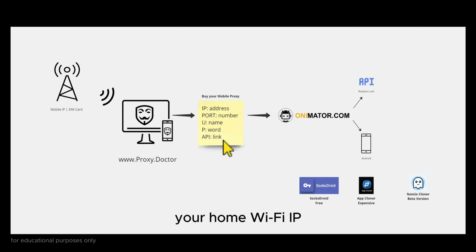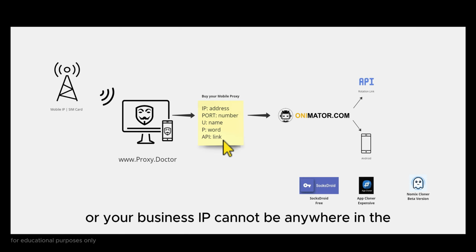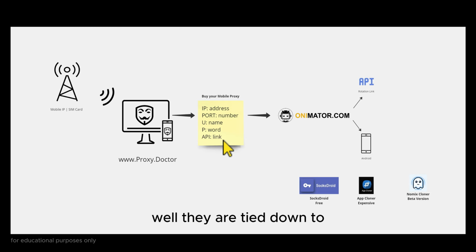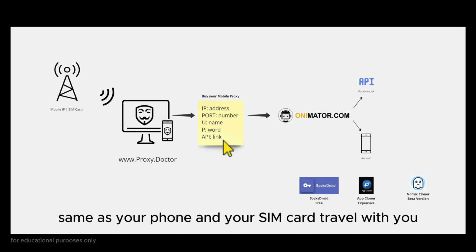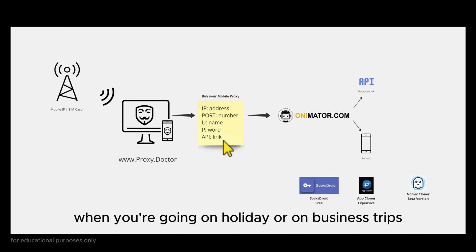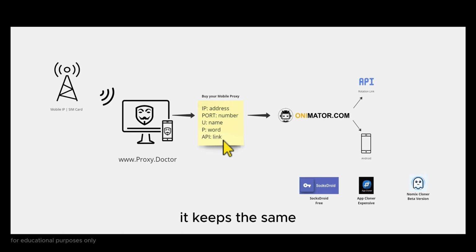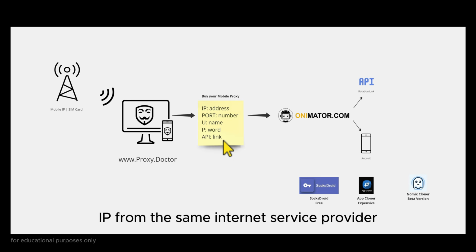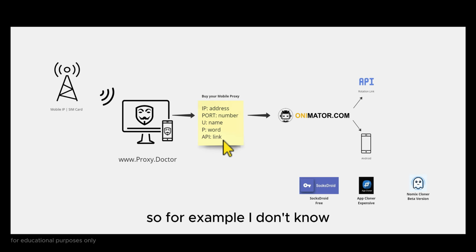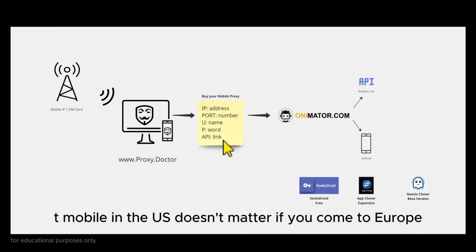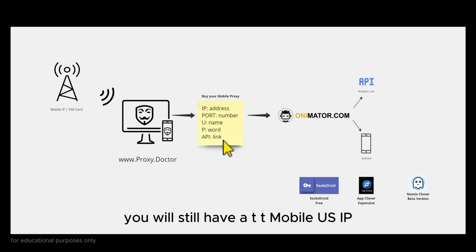Your home Wi-Fi IP or your business IP cannot be anywhere in the world. They are tied down to the actual location that they're in, but mobile IPs can basically travel, same as your phone and your SIM card travel with you when you're going on holiday or on business trips. It keeps the same IP from the same internet service provider where you're based, where you bought it. So for example, I don't know, T-Mobile in the US, doesn't matter if you come to Europe, you will still have a T-Mobile US IP.